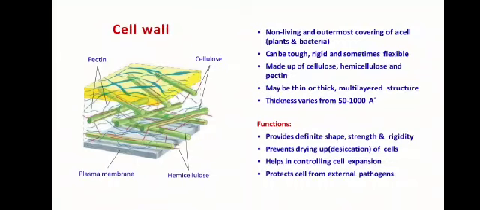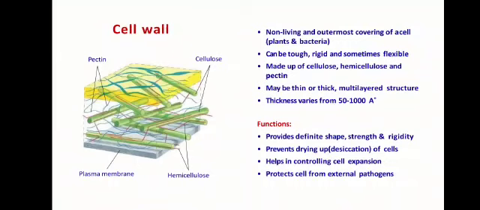First of all, the cell wall is the non-living, outermost covering of the cell, especially in plants and bacteria. It can be tough, rigid, and sometimes very flexible. It is made up of cellulose, hemicellulose, and also pectin. The cell wall may be a thin or thick, multi-layered structure.